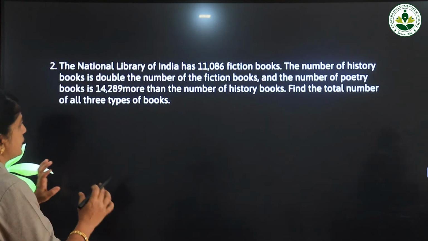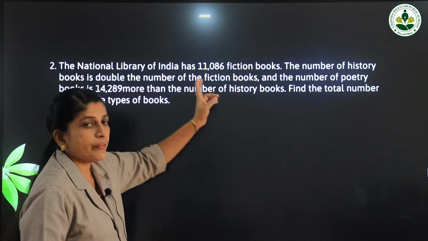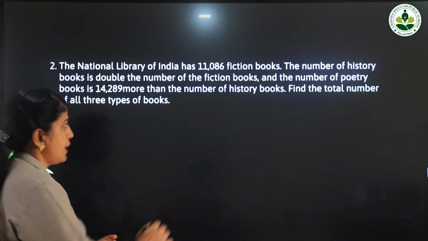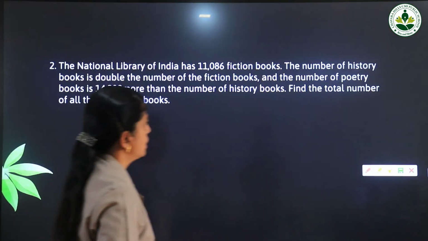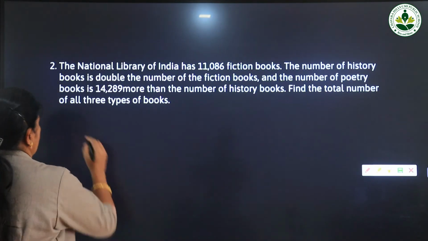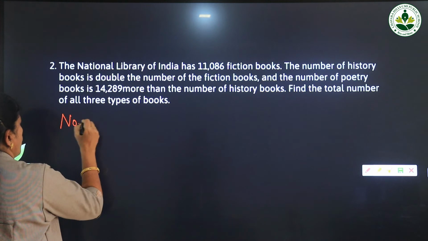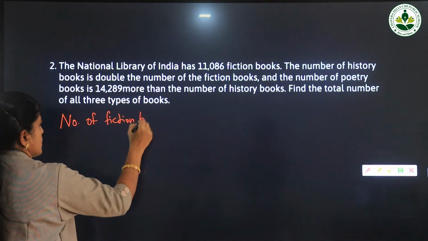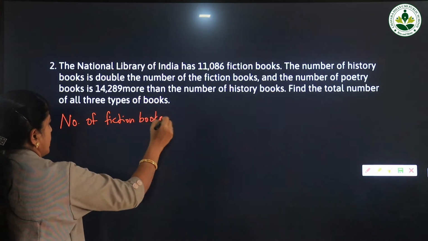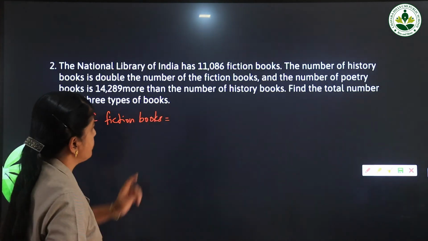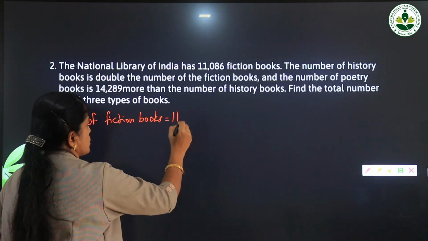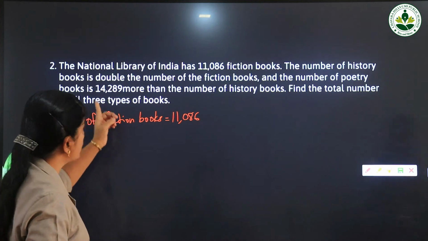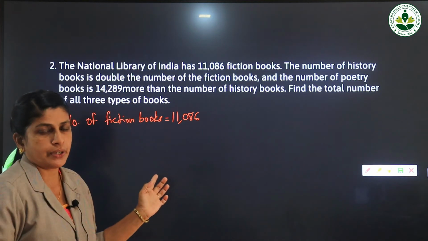First, it is given that the library has 11,086 fiction books. How do we write that in words? Number of fiction books. How many fiction books are there? It is given that 11,086.